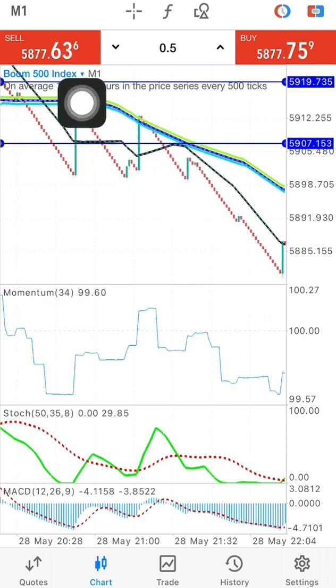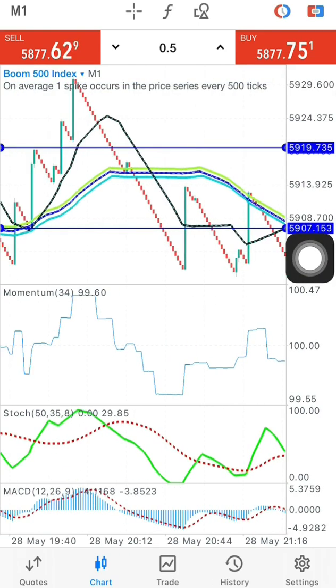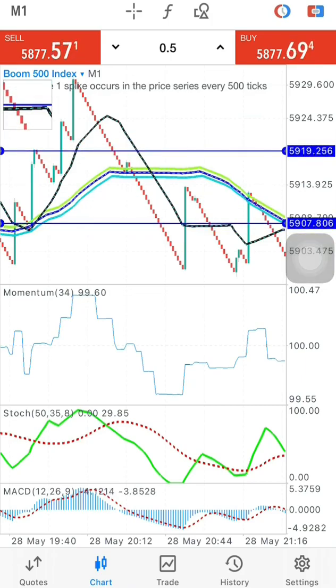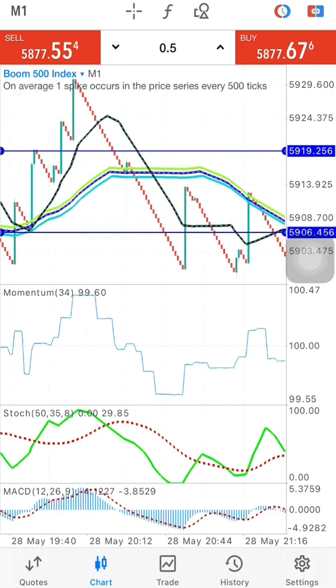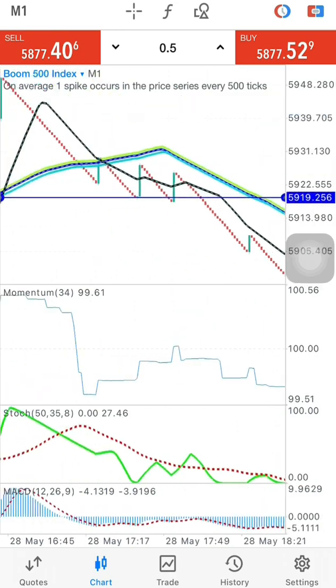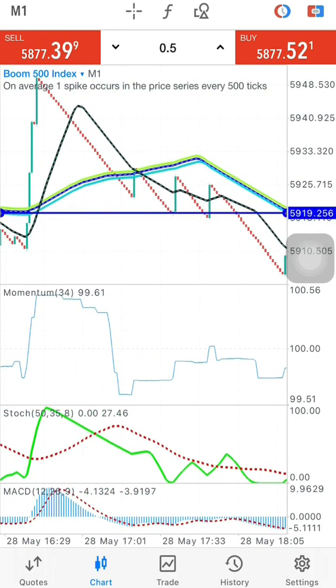So sometimes they use the spike to manipulate the market so that you'll close in loss, but the market will still go down again. So when multiple spikes happen, that one is dangerous. You know that that one is dangerous.